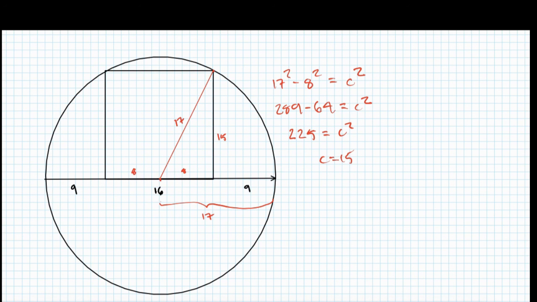And now you have 15 as this side of the square, and you have 16 as the other side. So what you can do is you can just multiply 16 times 15, which will give you 240 as the area of the square.